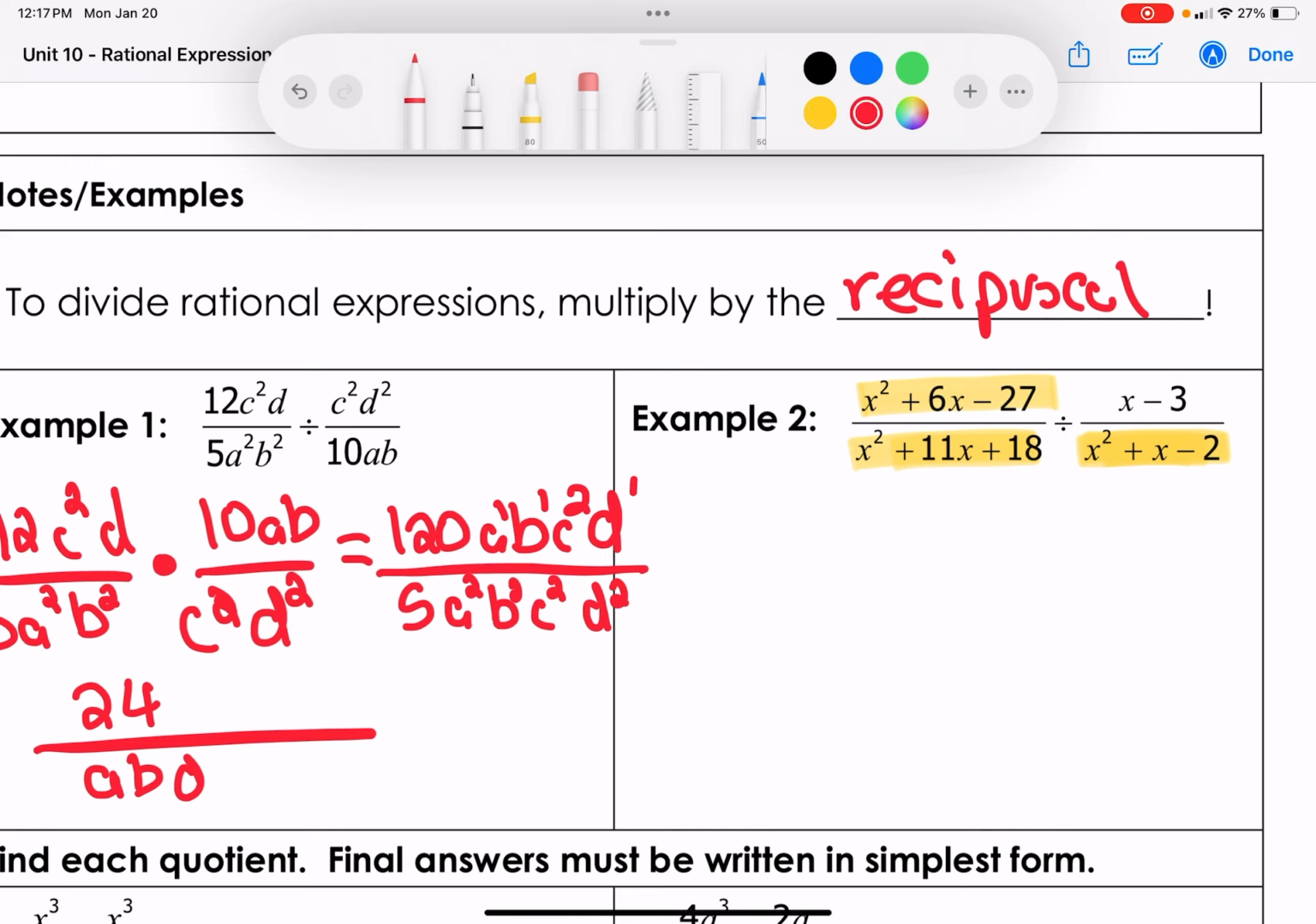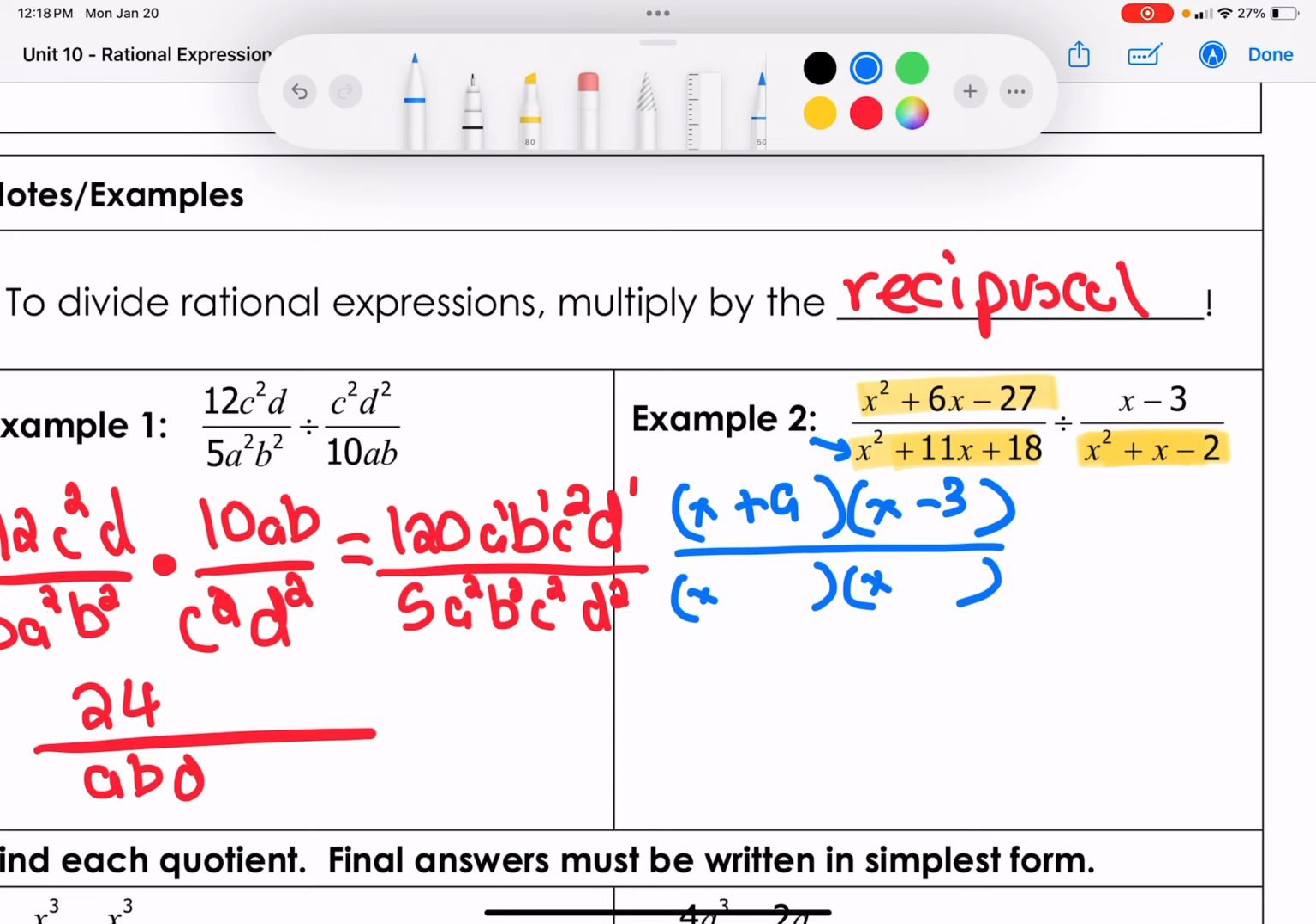I got x squared plus 6x minus 27. So let's do it in a different color so it doesn't mix with that. That's going to give me an x and an x. And 27 looks like 9 and 3. It's going to be a plus 9 and a minus 3 over, now I'm looking at this part, an x and an x. 18 looks like 9 and 2, right? 9 plus 2 gives us 11. 9 times 2 gives us 18. So plus 9 plus 2.